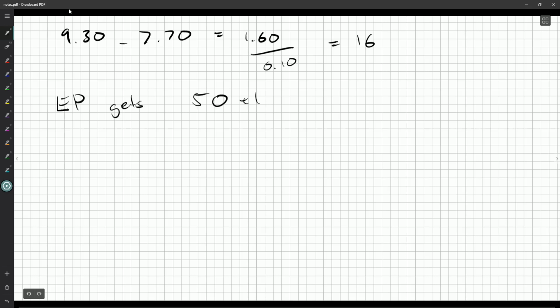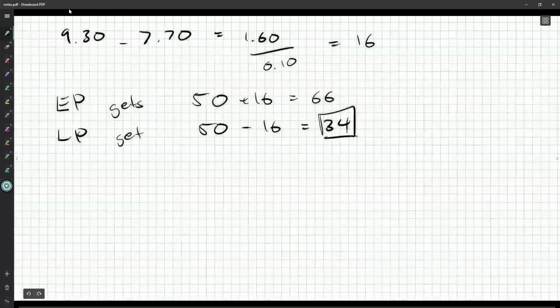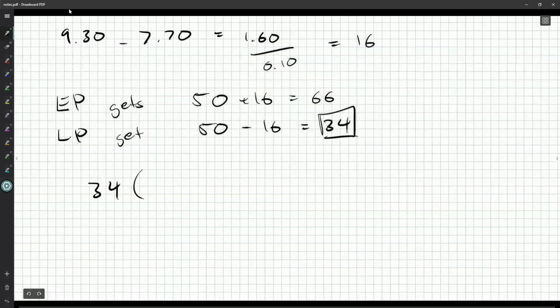So half plus 16, so 66. Lino's Pizza will get half minus 16, so 34. So Lino's Pizza gets 34 customers, and that's what we were asked for. And then what is Lino's Pizza's total profit? So 34 times 9.30 minus 5.